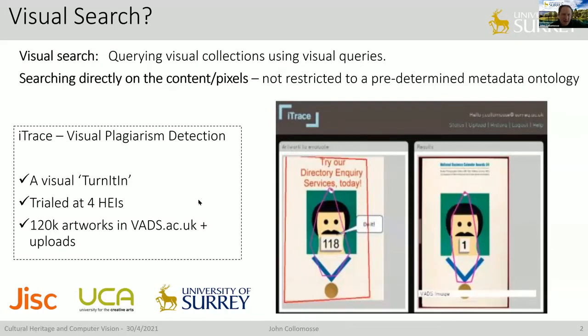Let me give you an example of an early technology we worked on with the Visual Arts Data Service, the VADS. This is some quite old technology, and I want to start with this. We call it iTrace, and basically it was a visual version of the Turnitin software that universities often use to do plagiarism detection in coursework submitted by students. We wanted to produce a visual version of this, and we did so, and we trialed it at 4 different universities. You can see here an example of the interface where we have a piece of coursework on the left and an identified record on the right from the Visual Arts Data Service. So this was a visual search. There's no metadata or tags involved here.